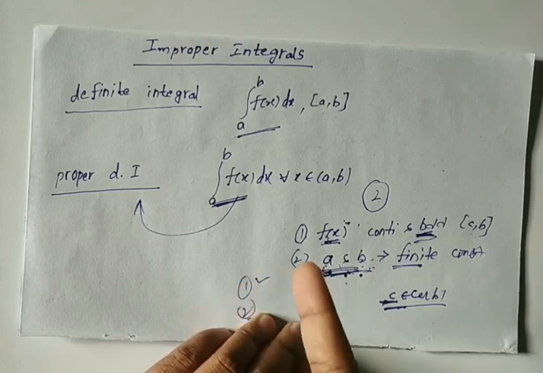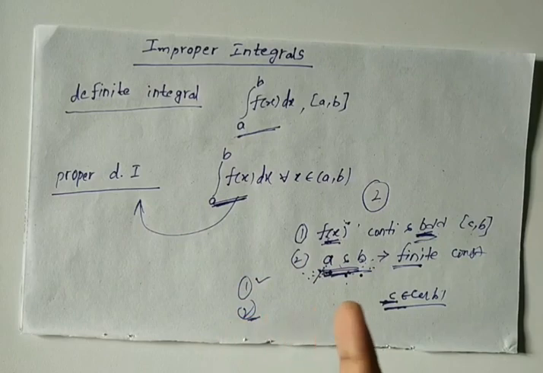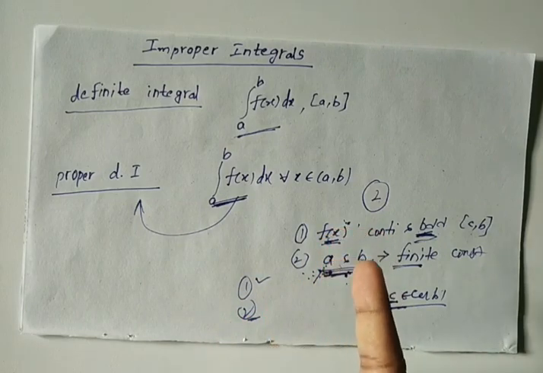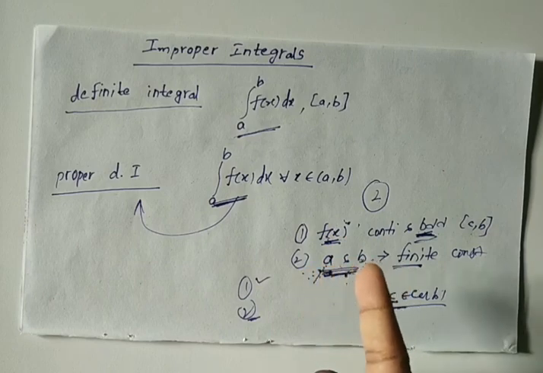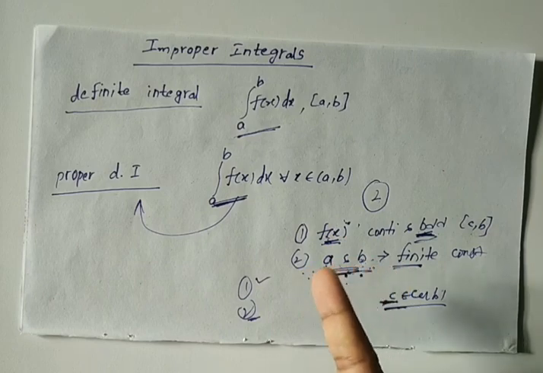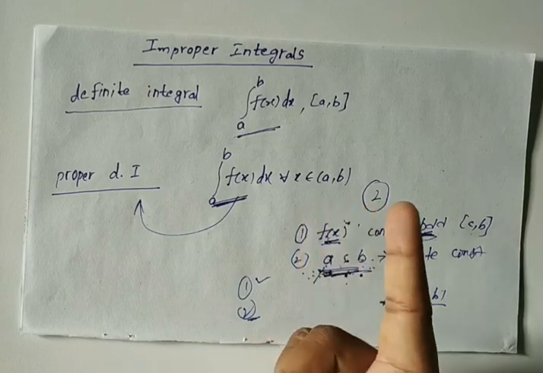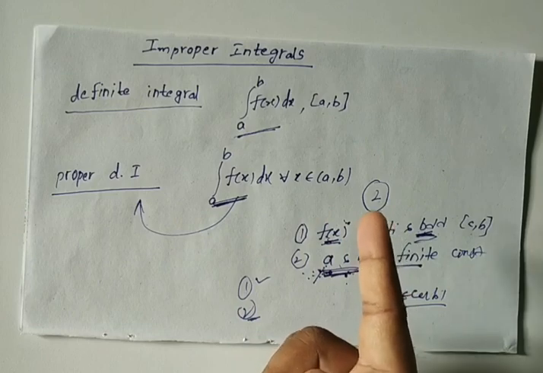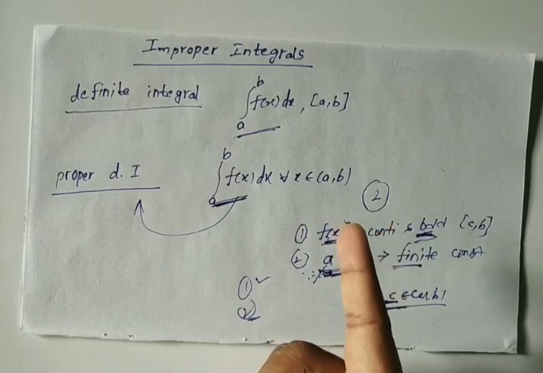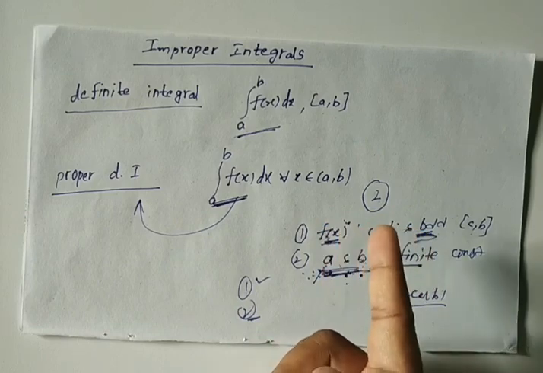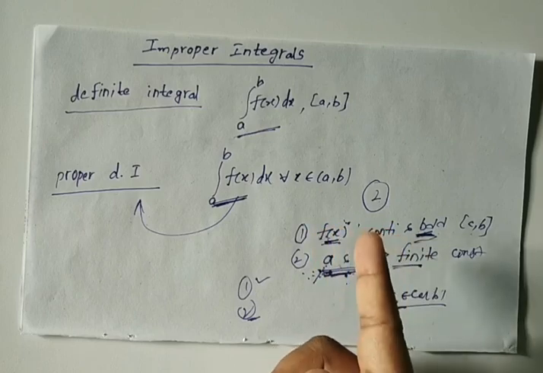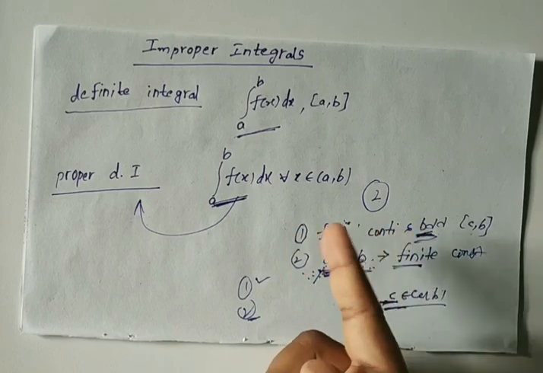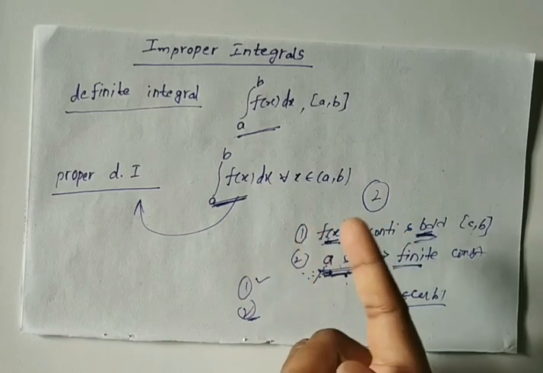I will explain improper integral once again. Improper integral is nothing but either a or b or both limits of integration are infinite, or f of x is unbounded, then such a definite integral is called an improper integral. Here f of x is unbounded is nothing but f of x is discontinuous at the point a or at the point b or at some point c which lies in the open interval a comma b.